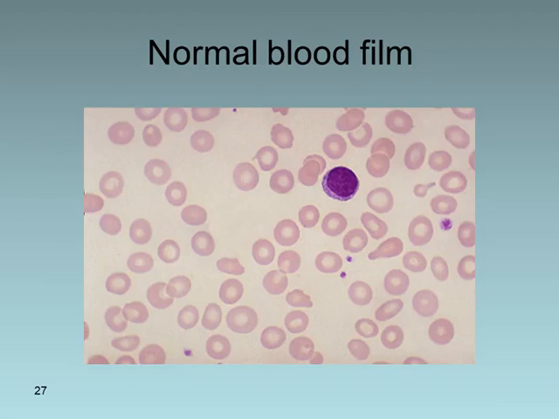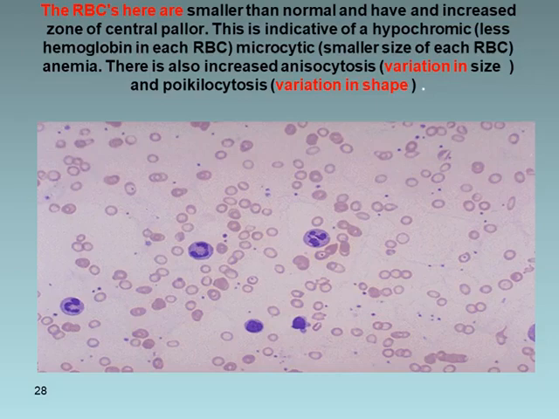This slide shows a normal blood film. You can see normal RBCs, few platelets, and this is a lymphocyte. If a patient has iron deficiency anemia, the red cells become smaller than normal and have an increase in the central zone of pallor. This is indicative of hypochromia. It means less hemoglobin in the red cell, and there will be microcytosis, which is small size of the red cell.